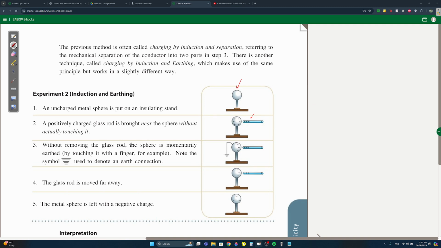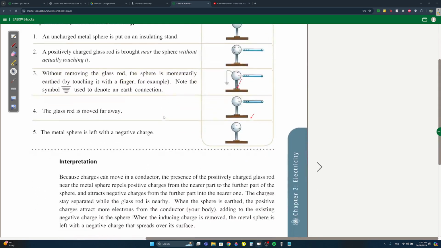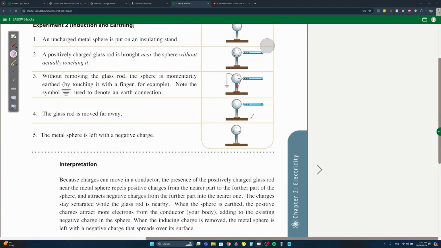What do they do? They earth it. Earthing and grounding is when you touch it with a bigger conductor, usually your finger. So, without removing the glass rod, the sphere is momentarily earthed by touching it with the finger, for example. And this symbol, by the way, is used to earth. Whenever you say earthing or grounding, this is the symbol we use. After you stop earthing it, only negative charges are left.